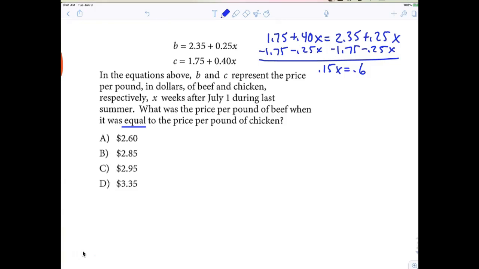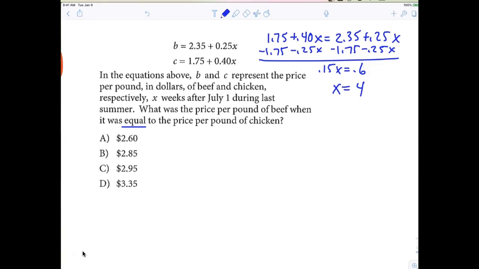So everybody agree with that? And so if I divide 60 cents by 15 cents, that means x equals what? 4. Exactly. X equals 4. But is x the price? No, that's the week, correct? Now you have to plug it in. Which is the easiest one to plug it into?